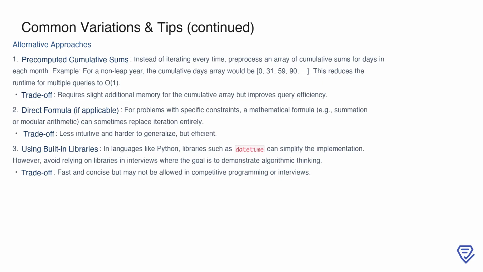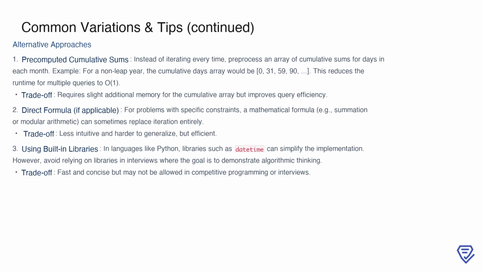One option is to use pre-computed cumulative sums. For instance, you can create an array where each element represents the total number of days up to the end of that month. In a non-leap year, this might look like 0, 31, 59, 90. By pre-processing this array, you reduce the runtime for each query to O(1), since you can directly access the cumulative days. The trade-off here is the slight increase in memory usage for storing the array, but it's often worth it for the efficiency gains.